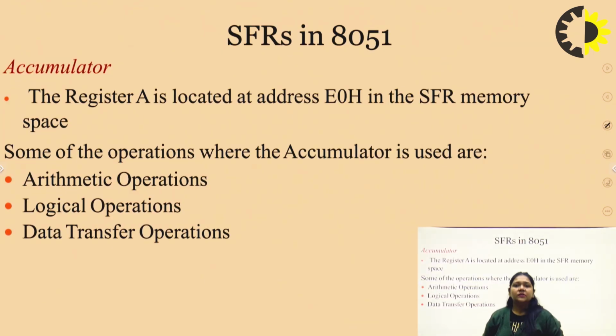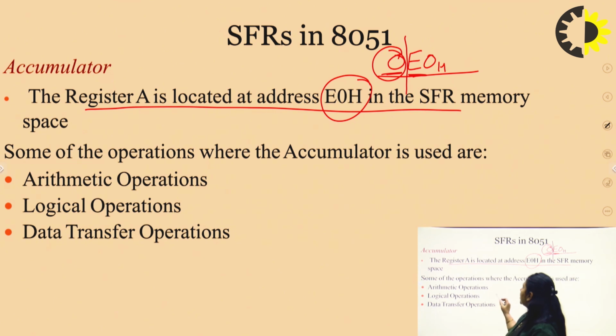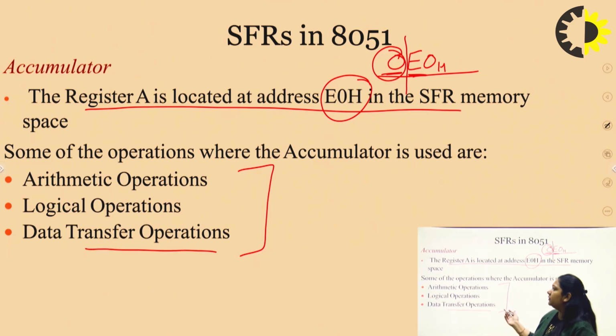First of all, the most important SFR is the accumulator. Accumulator, we all know, is used for mathematical expressions, or we can say it is used for arithmetic and logical operations. The result will automatically be stored in the accumulator. It is one of the special function registers. Register A is located at the address E0H. We can also write it as 0E0H, preceded by a 0, but this 0 does not mean anything. It just supports the hexadecimal number. Some of the operations where the accumulator is used are arithmetic operations, logical operations, and data transfer operations. In all these instructions, we use the accumulator.